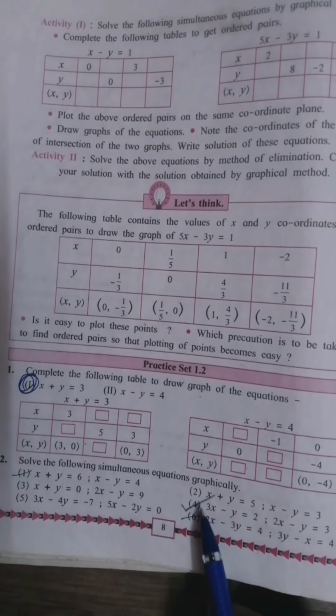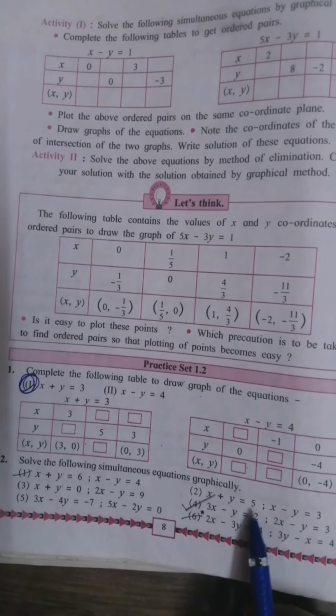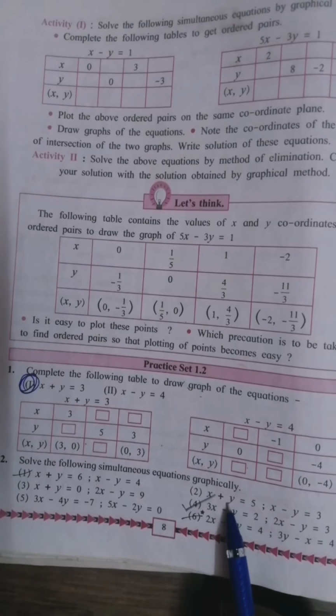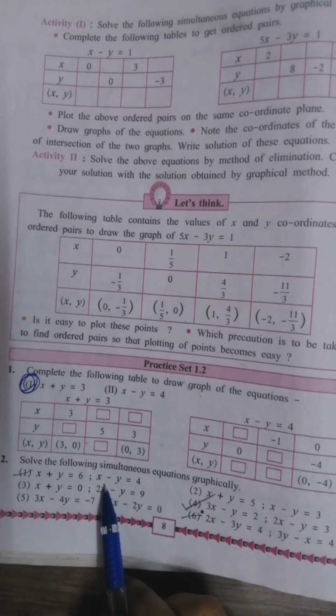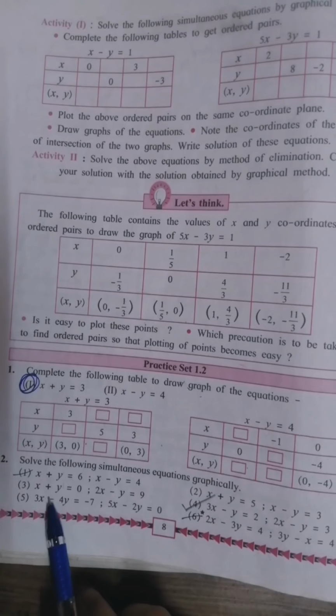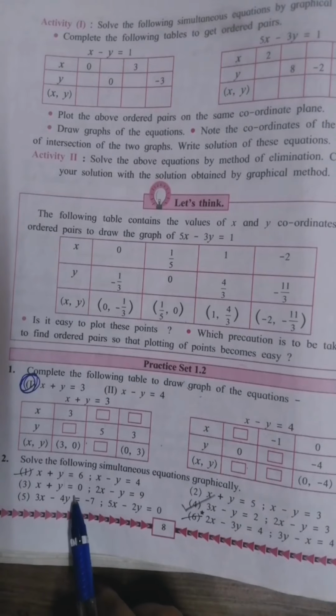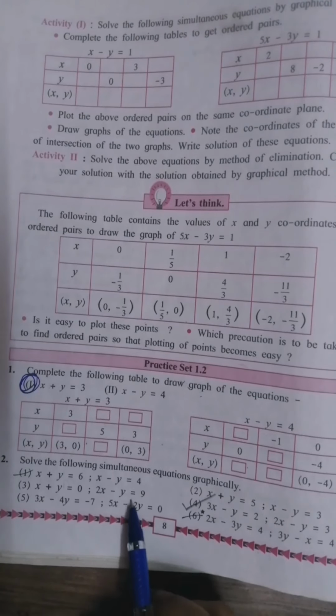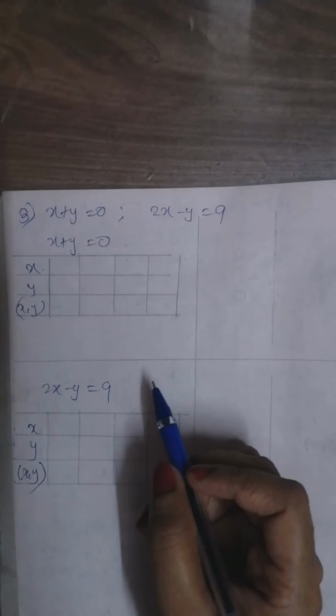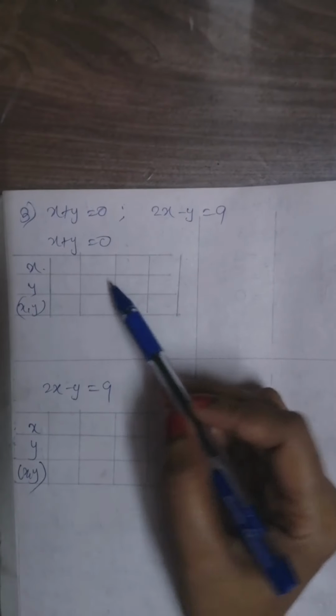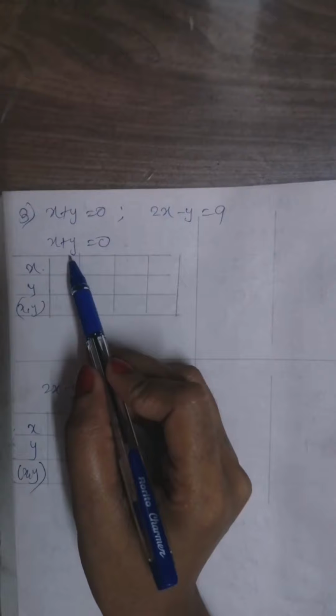Now students, look at example number 2. Try to solve this example with the help of the first one. Now we proceed to example number 3. X plus y equals 0 and 2x minus y equals 9. Draw a table for each of these equations. Start with the first equation, x plus y equals 0.